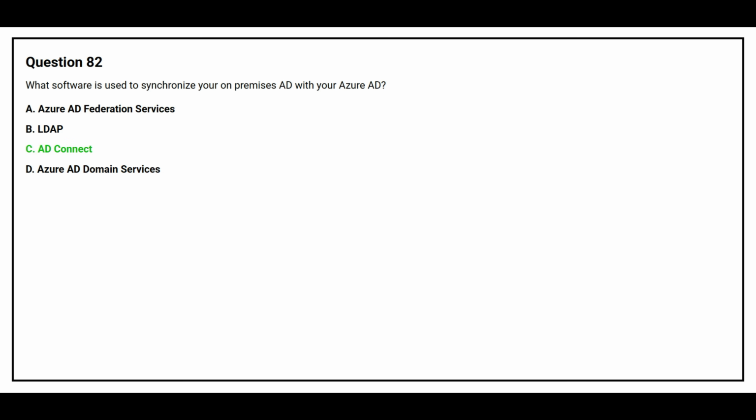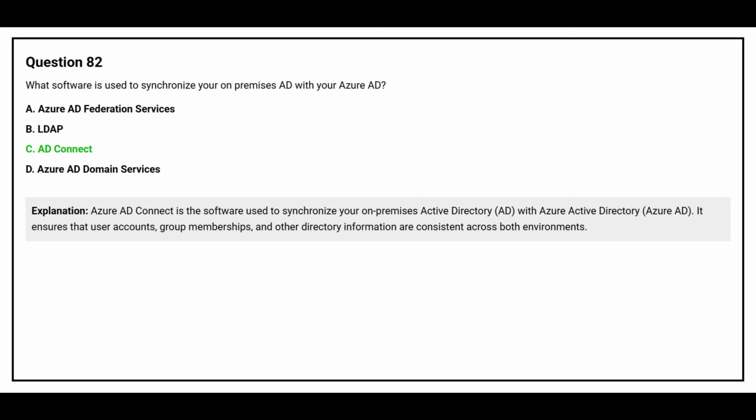The correct answer is option C, AD Connect. Azure AD Connect is the software used to synchronize your on-premises Active Directory (AD) with Azure Active Directory (Azure AD). It ensures that user accounts, group membership, and other directory information are consistent across both environments.